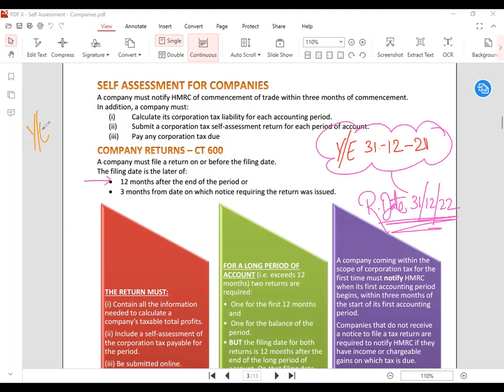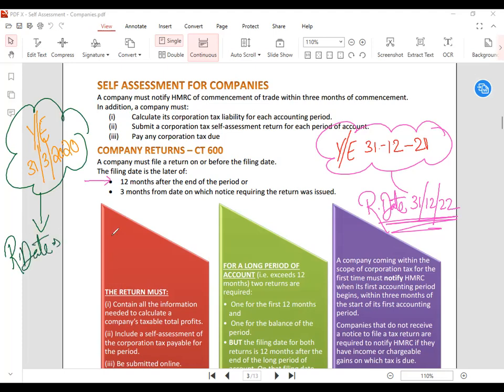For example, if my year end is 31st March 2020, and I ask you to tell me your due date for the return, the maximum allowed date to submit the return for this year end, what will it be? 31st March 2021. 31st March next year. The month and date will remain the same, but the year will be next year. Got my point? This is known as the standard return date.